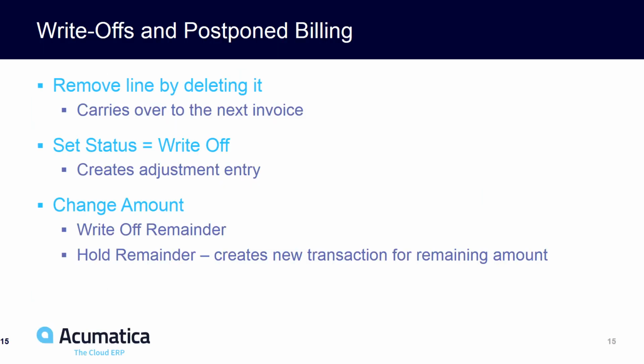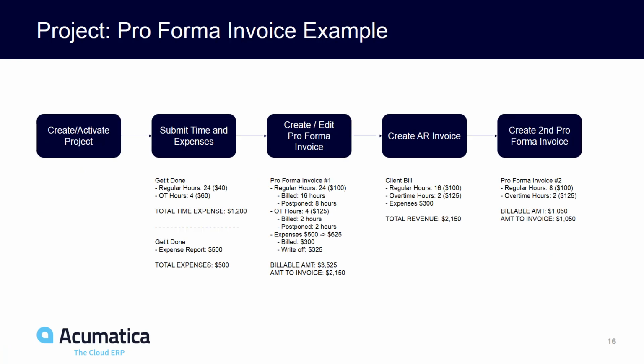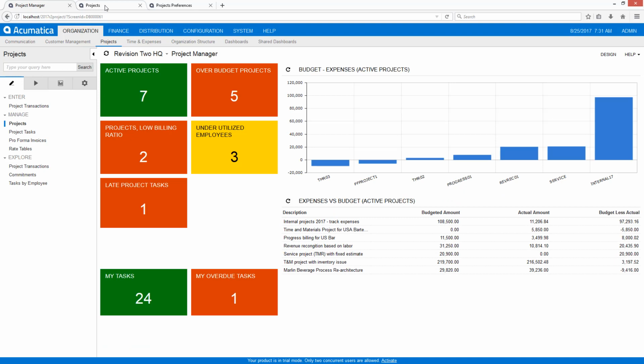When you're editing a Pro Forma Invoice, there are several different options. For each transaction, I can write off all or part of the transaction or postpone a specific amount for a future bill. In this video, we'll be going through the following example. In this simple project, I'm going to have billable expenses coming in from one timesheet and one expense report. During the billing process, I will postpone hours using two different mechanisms, and then I will write off excessive expenses. Let's go ahead and see how this looks in the software.